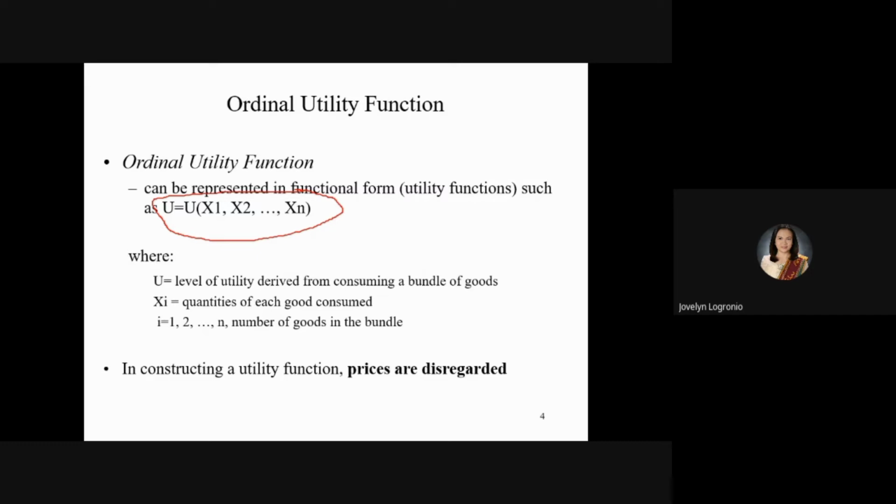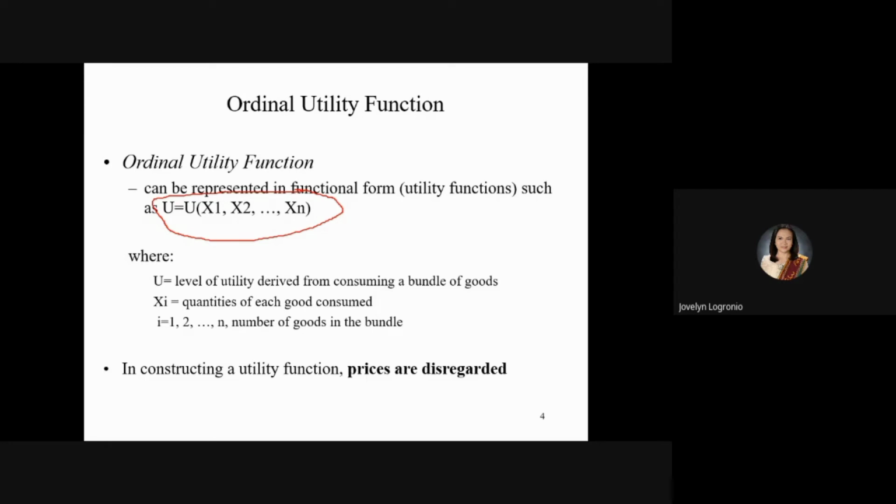So pwedeng apple, orange, banana. Ibig sabihin sa equation na to or sa function na to, the more goods that we consume, the higher also is our level of satisfaction or utility. But take note, class, in constructing a utility function, prices are disregarded. In constructing ordinal utility function, we isolate the effect of price or we exclude the role of prices.